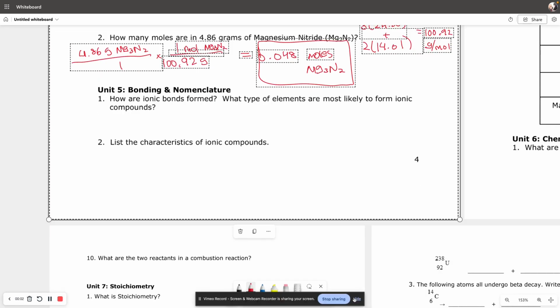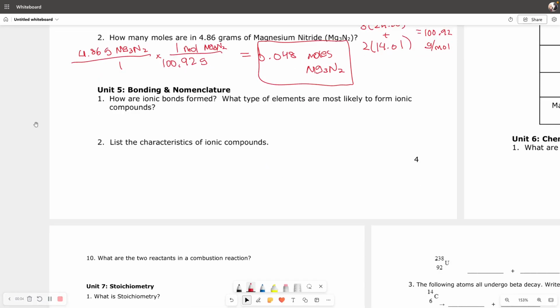Alright, let's get started with Unit 5 of the ICP Semester 2 Final Study Guide. And let's get started. How are ionic bonds formed? Well, ionic bonds are defined by a metal plus nonmetal.